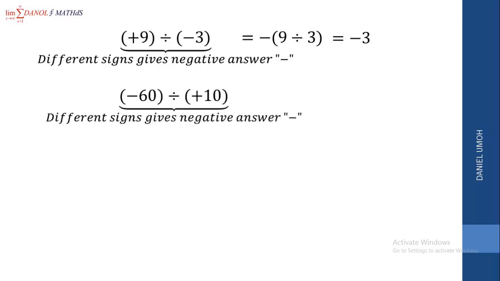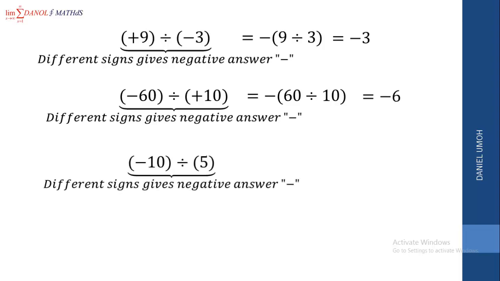So now, minus 60 divided by plus 10. Of course, there are different signs there, right? So it will give us a negative answer. So we are going to have minus of 60 divided by 10. 60 divided by 10 gives us 6. So the answer will be minus 6. Another example. Minus 10 divided by plus 5. I hope you know that. They are the same different signs. Obviously, the answer is still negative. That's why we have minus of 10 divided by 5. 10 divided by 5 gives us 2. So therefore, our answer is minus 2.